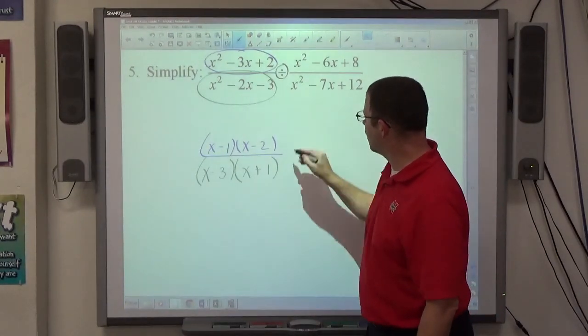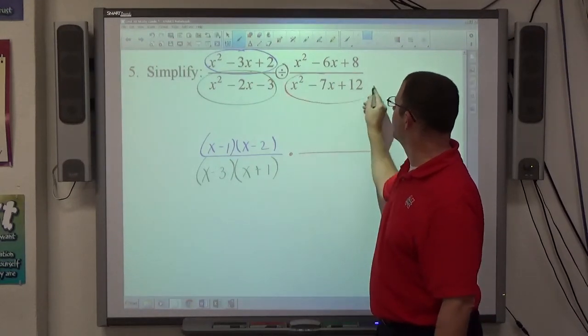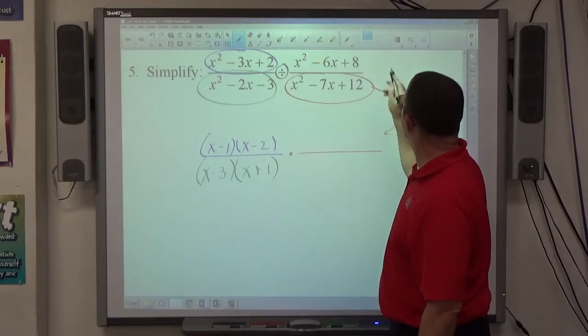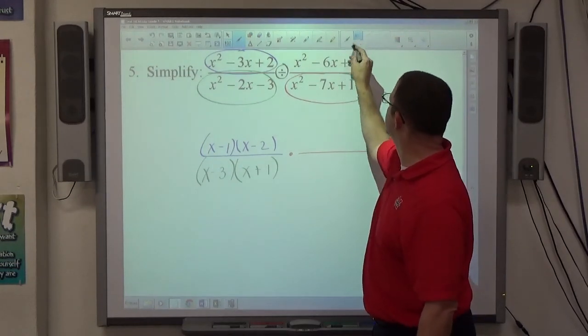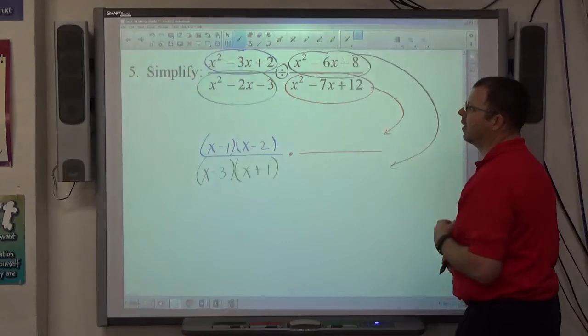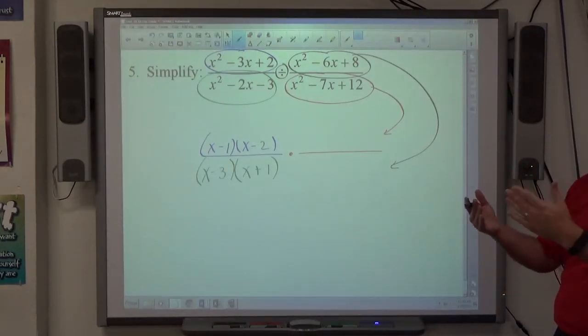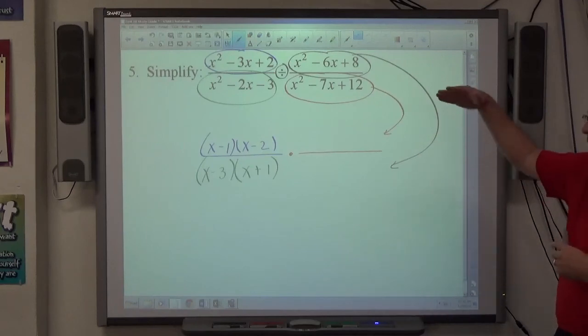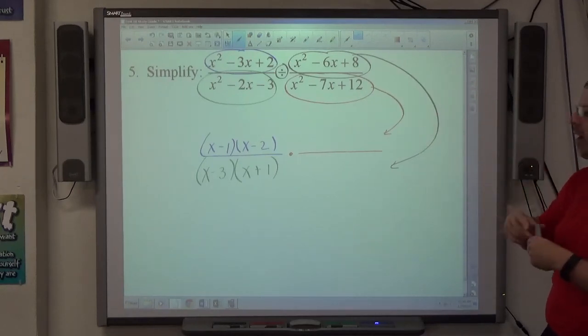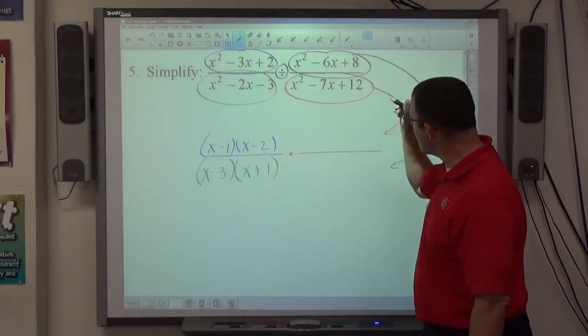Next one, I'm going to change this to times. And because I change that to times, the bottom becomes the top of this one, and the top of this one becomes the bottom. So we're flipping that one over. If you're comfortable flipping and factoring at the same time, that's fine. If you feel more comfortable flipping first, then factoring, rewrite the problem correctly and then factor. Whatever you're more comfortable with is what I would do.